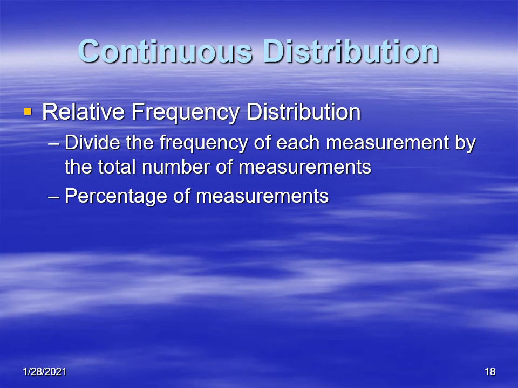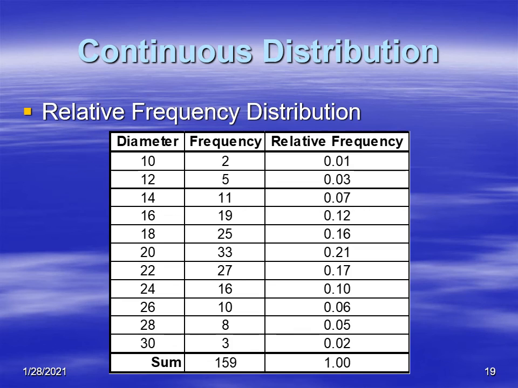You can also determine a relative frequency distribution by taking each bin value and dividing it by the total number of measurements, and that gives you a percentage of measurements. Here's an example of a relative frequency distribution for the example that we're looking at, the drop sizes. And you can see that the relative frequency adds up to 1. In other words, we have 100% of all the droplets.